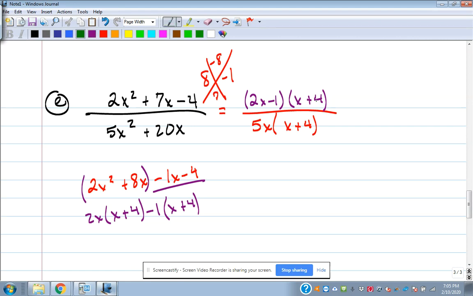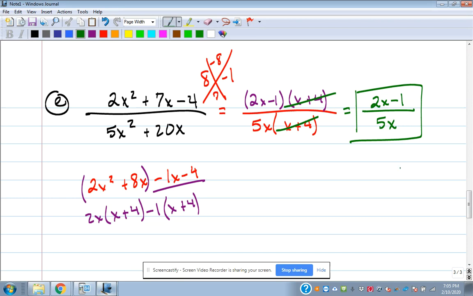Love it when a plan comes together. The x plus 4s cancel out. And again, you cannot cancel this x with that x because this is part of a different factor. They've got to match exactly the same for that to happen if there's pluses or minuses involved.